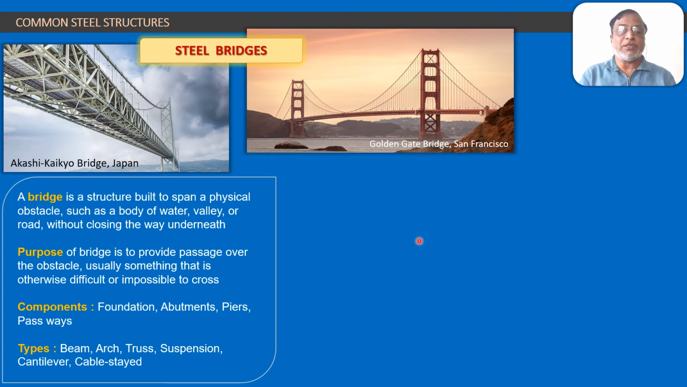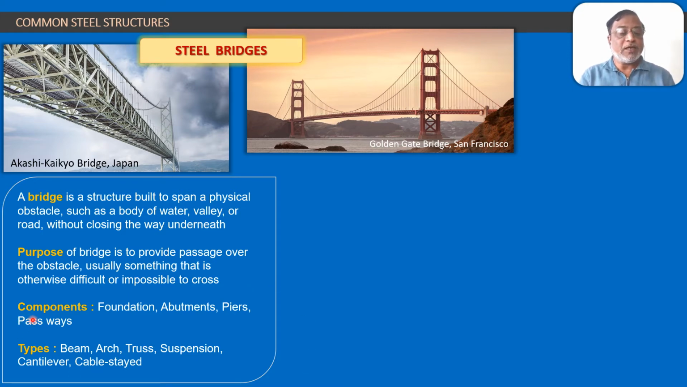There is a huge history of steel bridges in the world. A bridge is a structure built to span a physical obstacle such as a body of water like a river, or a valley or a road, without closing the way underneath. The purpose of a bridge is to provide passage over the obstacle, usually something that is otherwise difficult or impossible to cross.